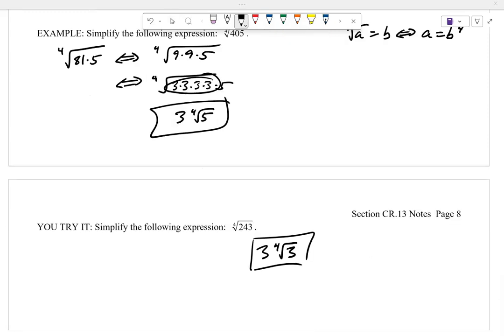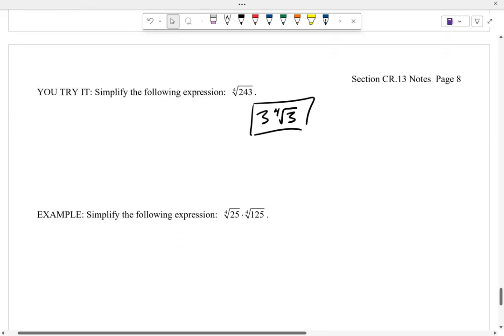Let me try that next one, the fourth root of 243. 243 factors into 9 and 27. 9 is 3 times 3. 27 is 3 times 3 times 3. So you got 5 3s underneath there. So 1 will come out with a set of 4 there, with 1 left underneath.